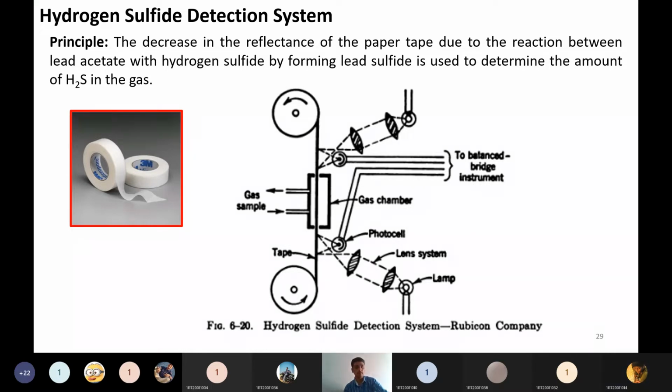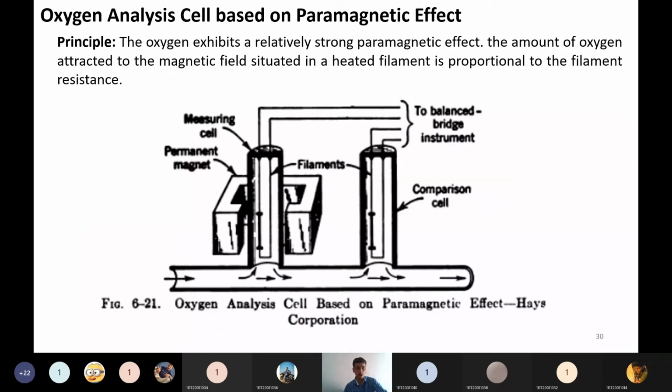So the next topic, and the last topic in this unit, is the oxygen analysis cell based on the paramagnetic effect. Some materials are subject to the paramagnetic effect. What are those materials? One of them is oxygen. So that will be subject to this paramagnetic effect.